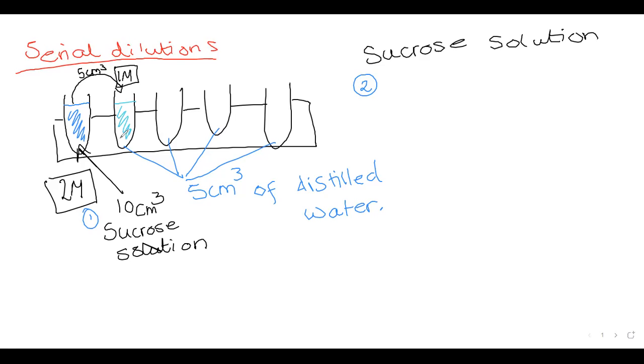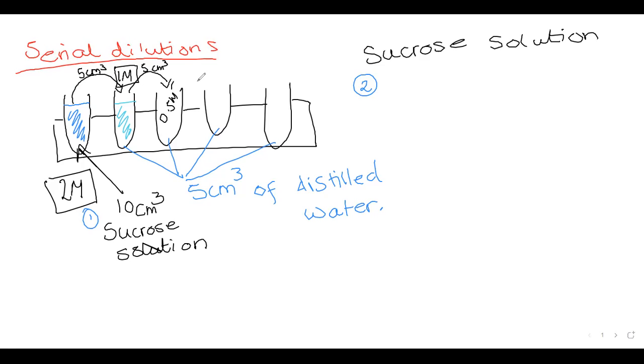Now it's a serial dilution. You can probably see where we're going with this process. Mix it thoroughly. We now have 10 cubic centimeters of solution that's half as concentrated. So then we repeat this process. We take 5 cubic centimeters out of there, put it into the next one, and then our next one would end up as a 0.5 mole solution.